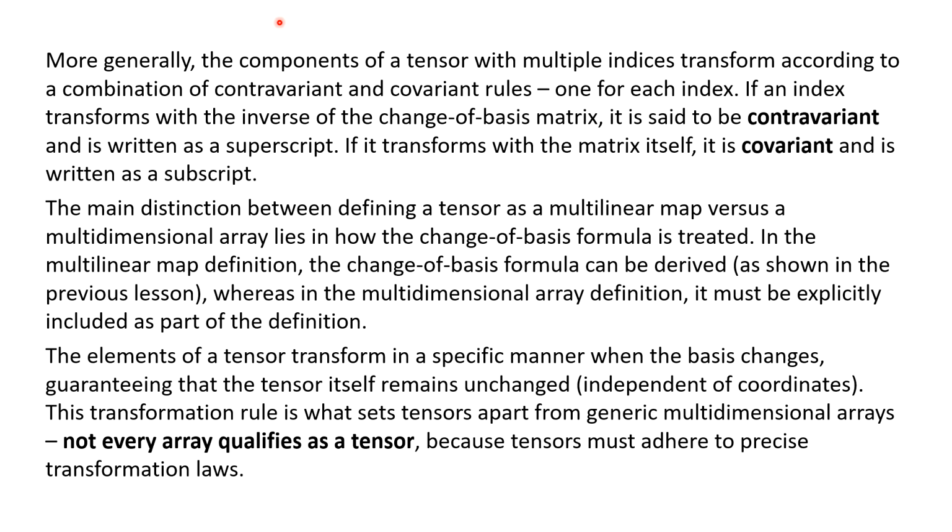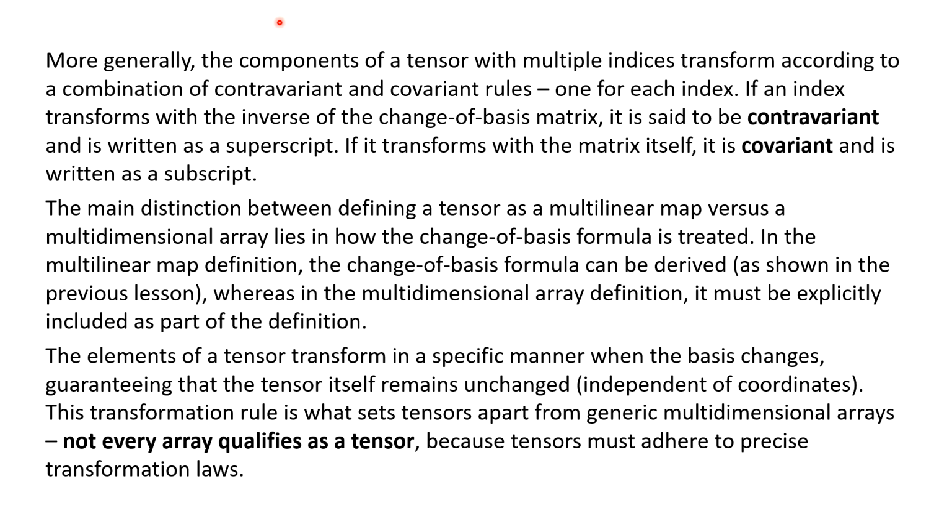More generally, the components of a tensor with multiple indices transform according to a combination of contravariant and covariant rules, one for each index. If an index transforms with the inverse of the change of basis matrix, as I said before, it is said to be contravariant and is written as a superscript. If it transforms with the matrix itself, the change of basis matrix, it is termed covariant and is written as a subscript.